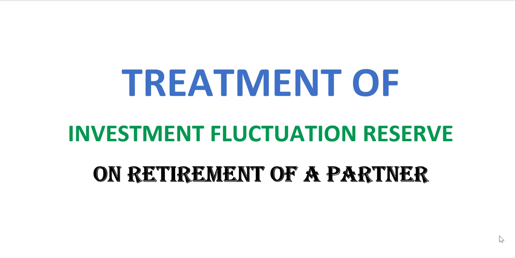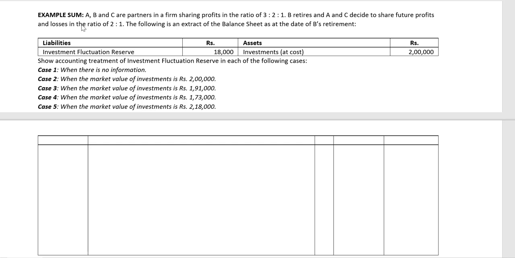So let's solve an example sum to understand the treatment of investment fluctuation reserve given different market values of investments. Example sum. A, B and C are partners in a firm sharing profits in the ratio of 3:2:1. B retires and A and C decide to share future profits and losses in the ratio of 2:1. The following is an extract of the balance sheet as at the date of B's retirement.